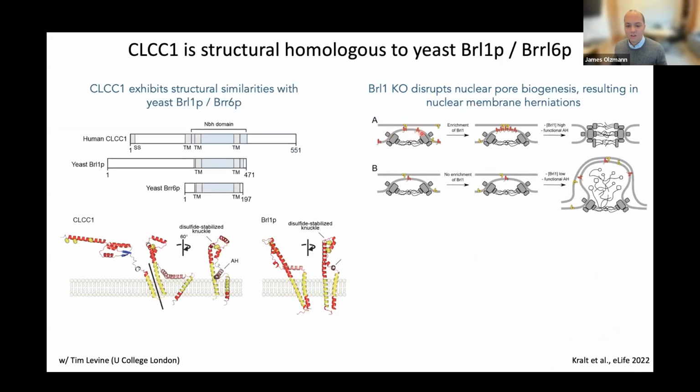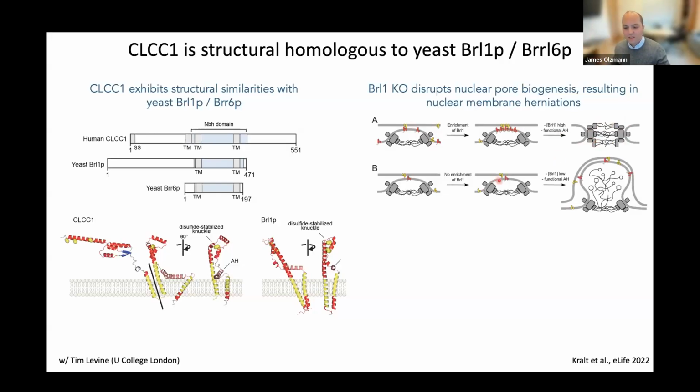So here we're showing the model of what BRL1 and BRL6 are thought to do. They're thought to accumulate here at these sites where you have the nuclear envelope, the inner and outer membranes, and eventually in order to get a nuclear pore, you need to fuse those membranes to get a hole in the membrane. And these localize to these sites and are thought to mediate the fusion for insertion of these nuclear pores.